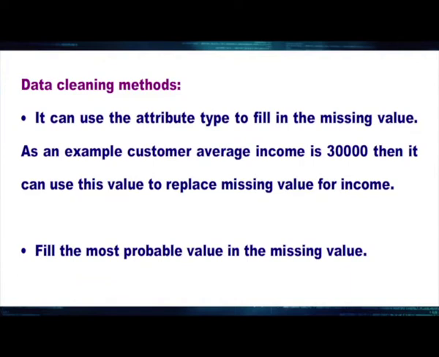As an example, if the customer average income is 30,000, then you can use this value to replace the missing value for income. Another method is to fill in the most probable value for the missing value.